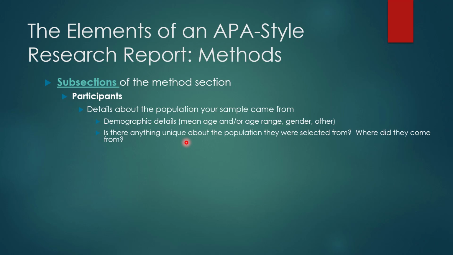Is there anything unique about the population they were selected from? Where did they come from? Again, we're talking about Orange Coast College students. Because we're going to do this online, you might want to mention that these participants were selected online. Did you use random selection or random assignment?